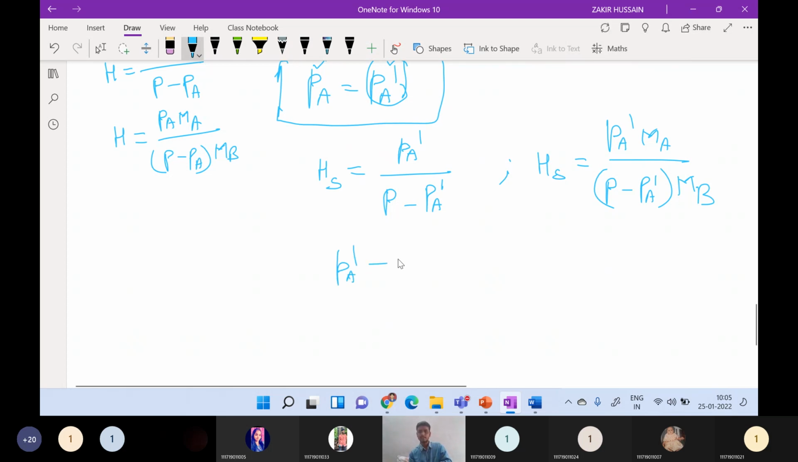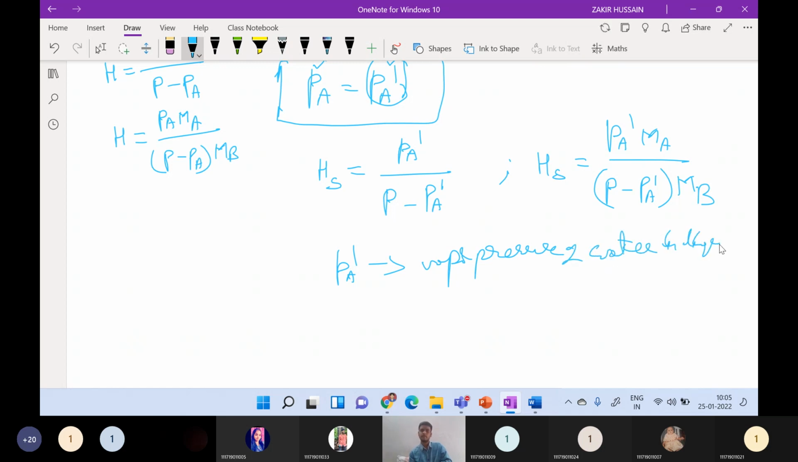So where PA dash is the vapor pressure of water in liquid. Total pressure P is the total pressure. PA dash is the partial vapor pressure of your water vapor. So this is nothing but PB dash, the partial pressure of your air. So that is this thing. Okay, I hope it is clear.